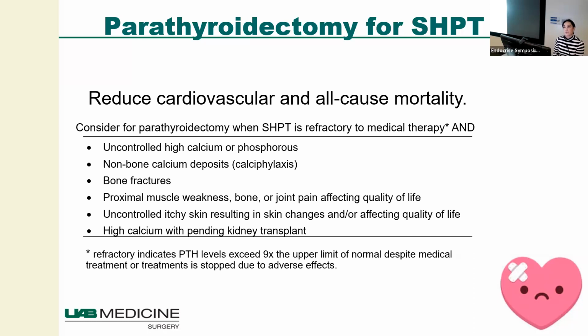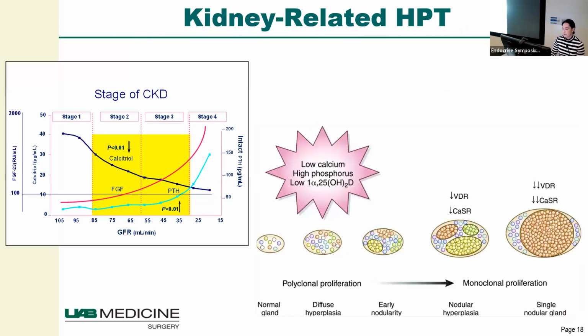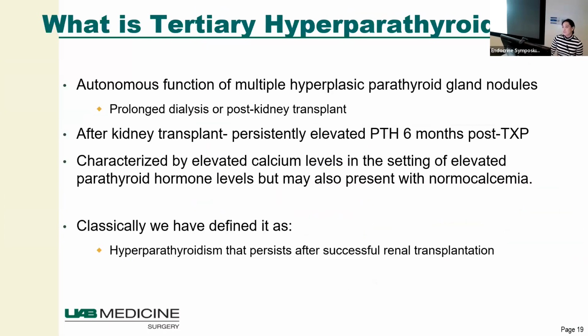This was just the first iteration of these guidelines, so I think we were rather conservative when we put this together. Okay, so kidney-related hyperparathyroidism exists on a spectrum. So there's secondary disease, but then we know that these parathyroid glands go on to be autonomously functional. So that's usually when you become in the setting of tertiary hyperparathyroidism.